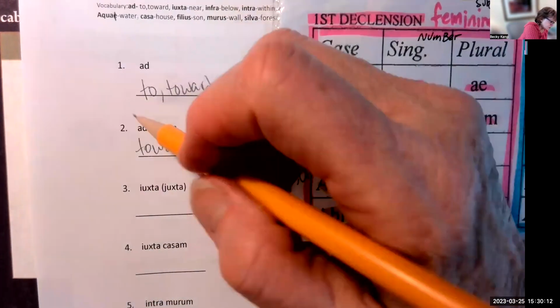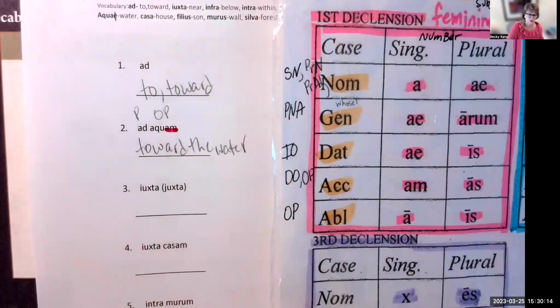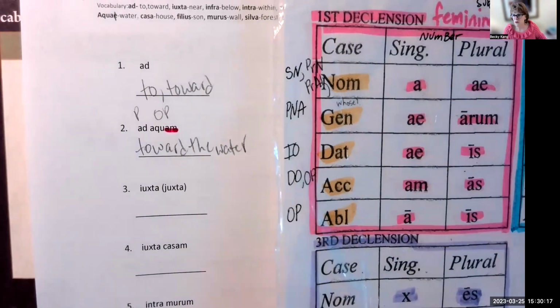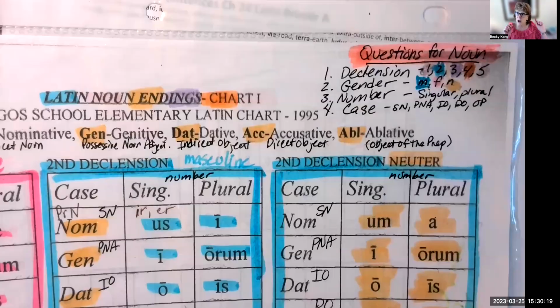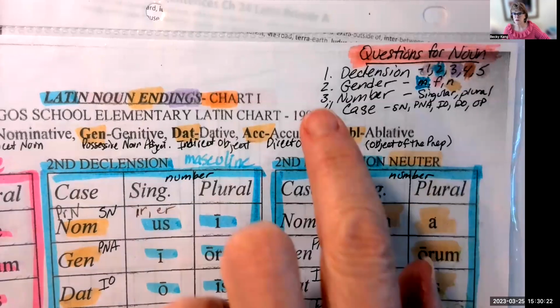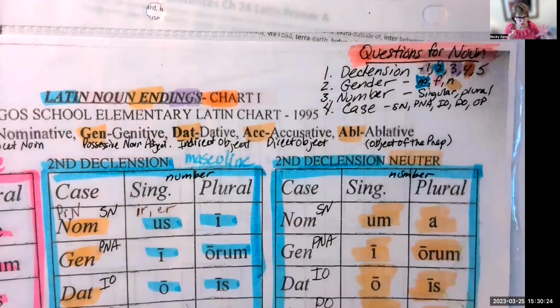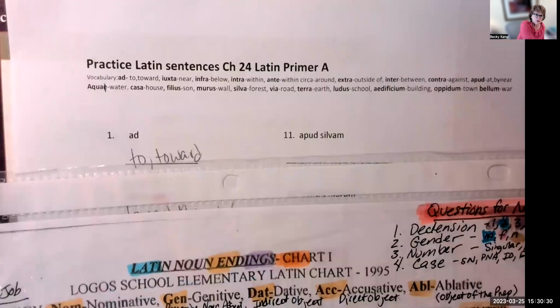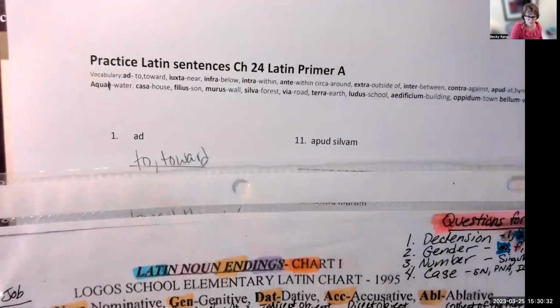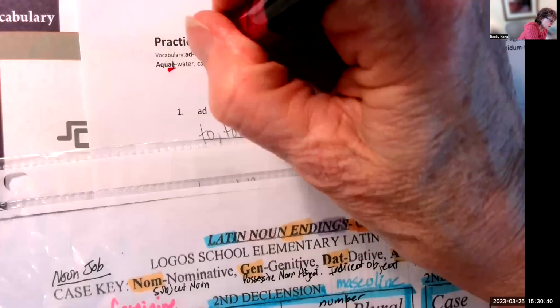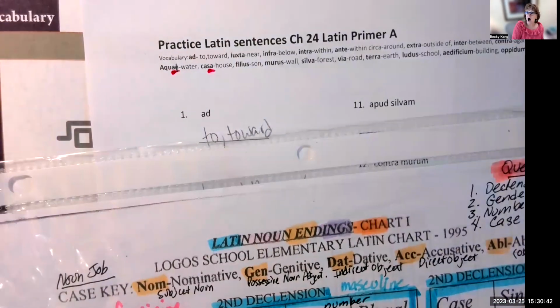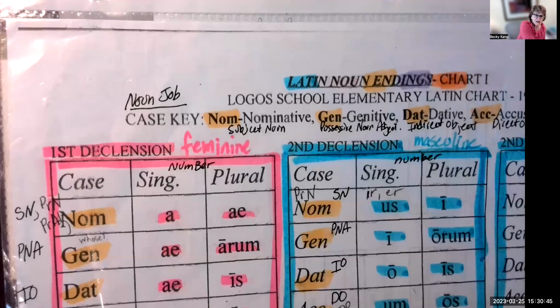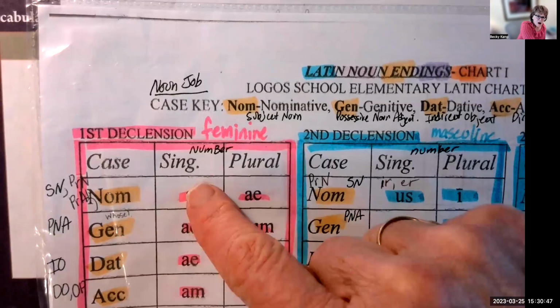This is your preposition, and this is your object of the preposition. Remember those 4 questions I told you to ask for every noun? Do you remember the first question when you look at a word? What declension is this word? What declension is aqua? Well, it's first because it ends in A and AE. What declension is casa? It's first because it ends in A and AE. When I say A and AE, I'm talking about these 2 endings right here, A, AE.